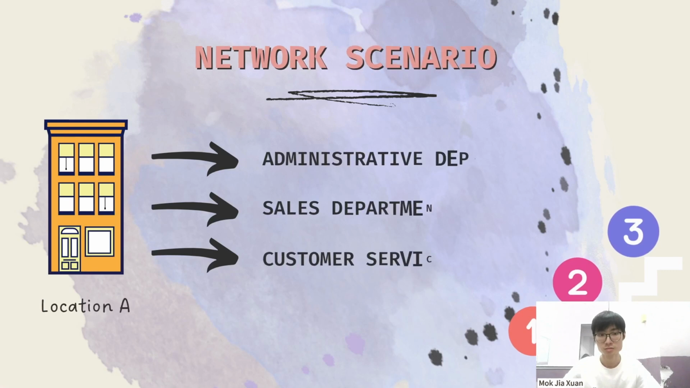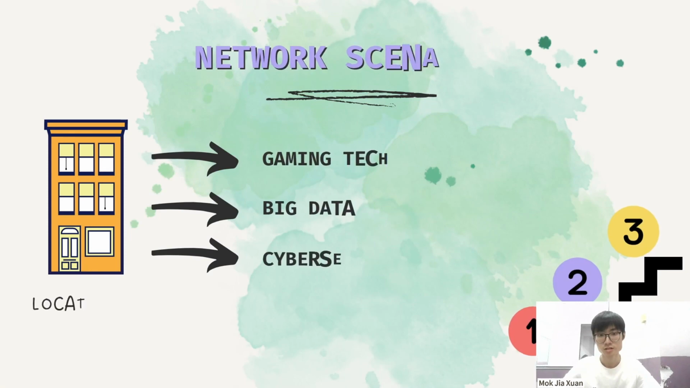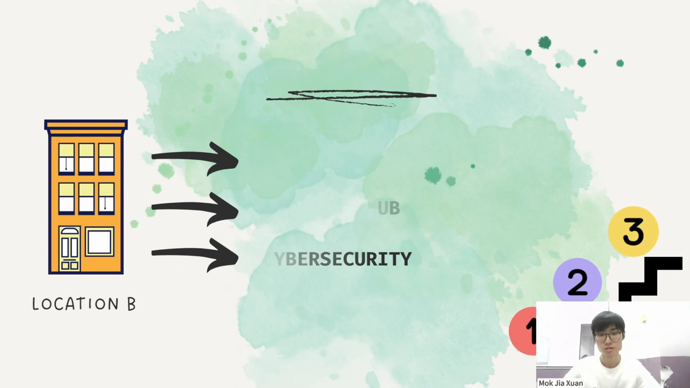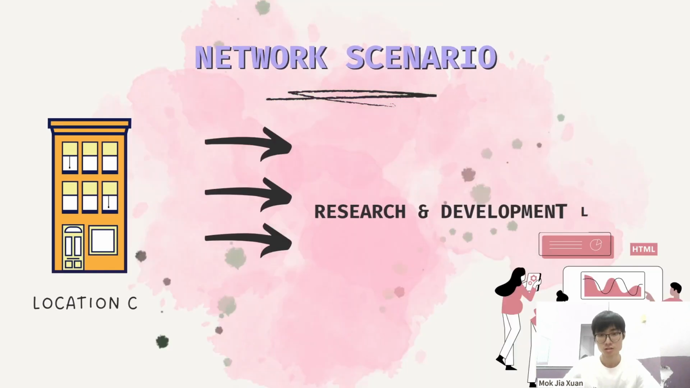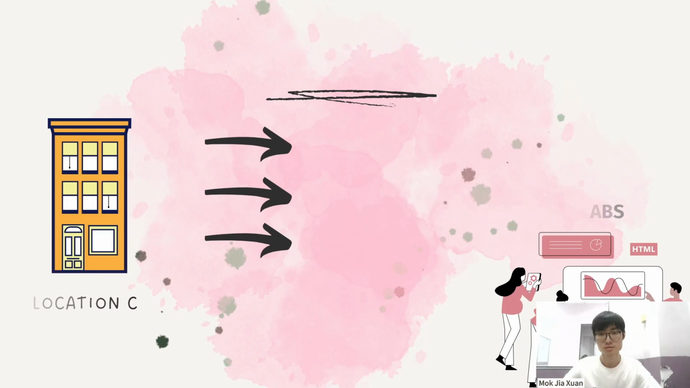Next, we have the three departments of location A. First is the customer service department on the ground floor, the sales department on the first floor, and the administrative department on the second floor. For location B, the ground floor is cybersecurity, the first floor is the big data hub, and the second floor is the gaming cage. Location C is the research and development labs.